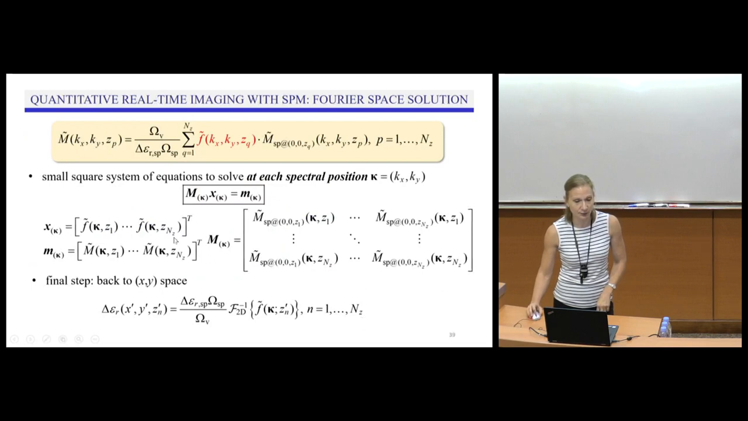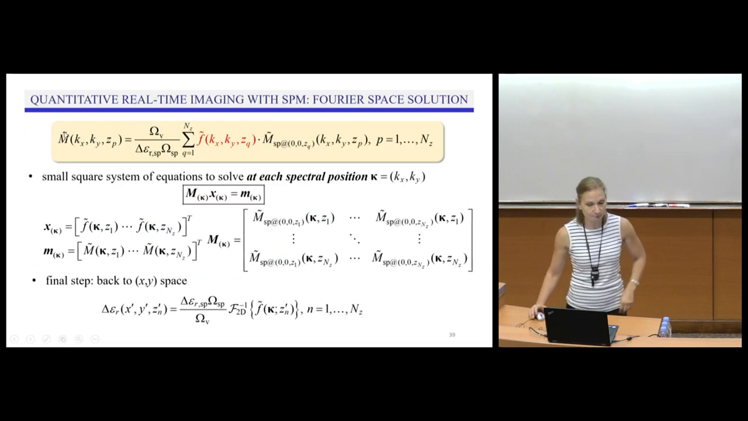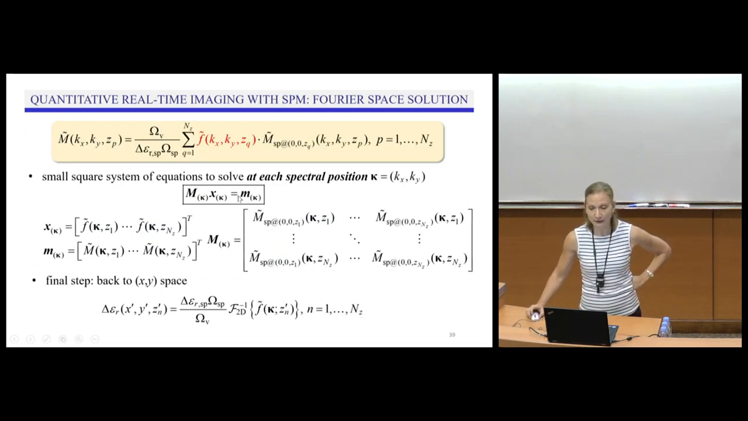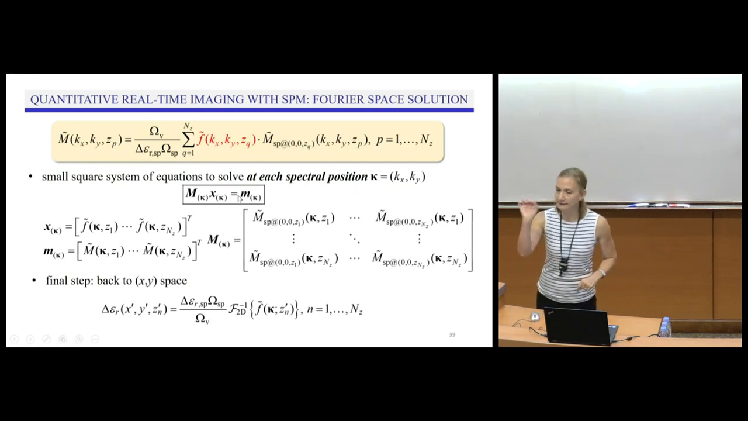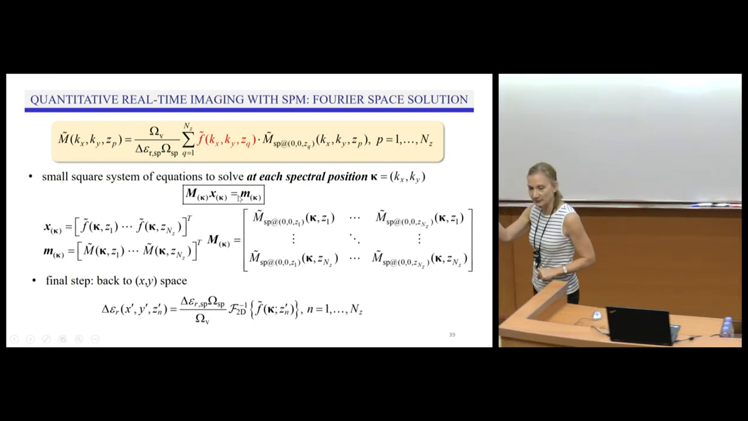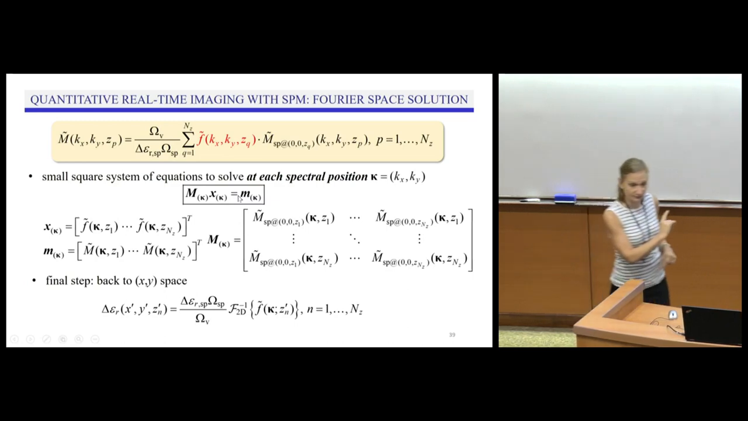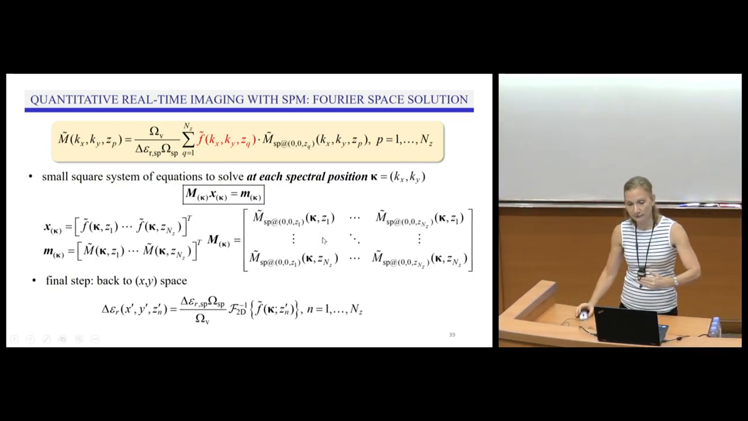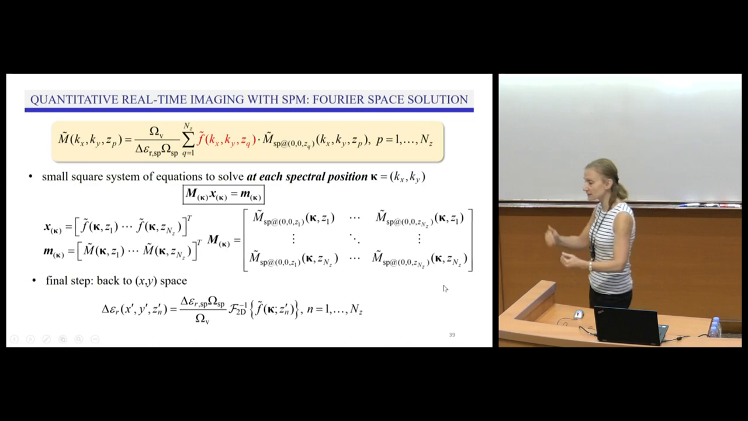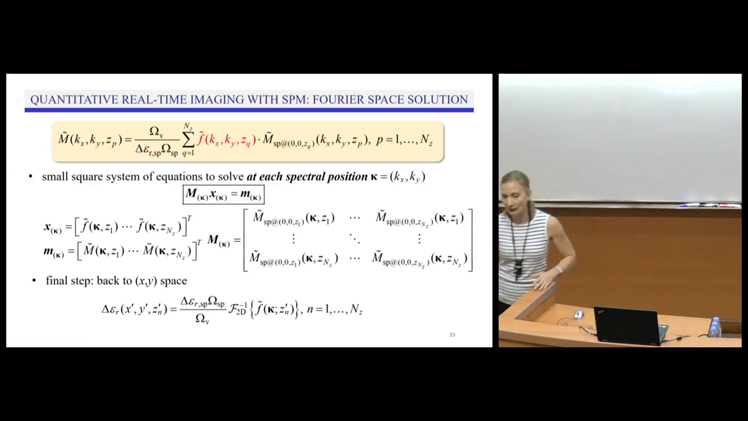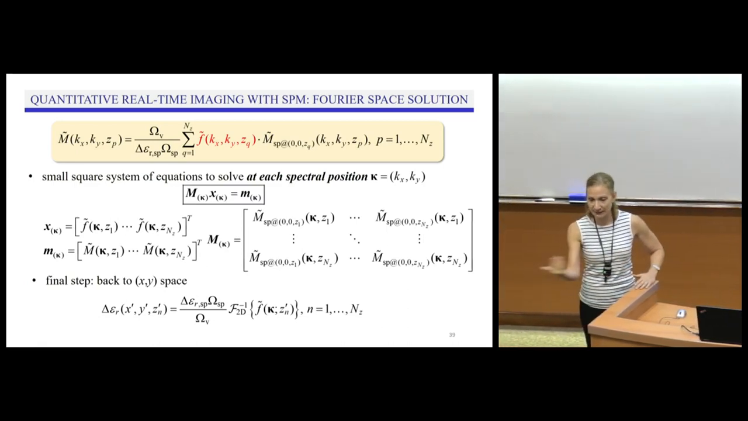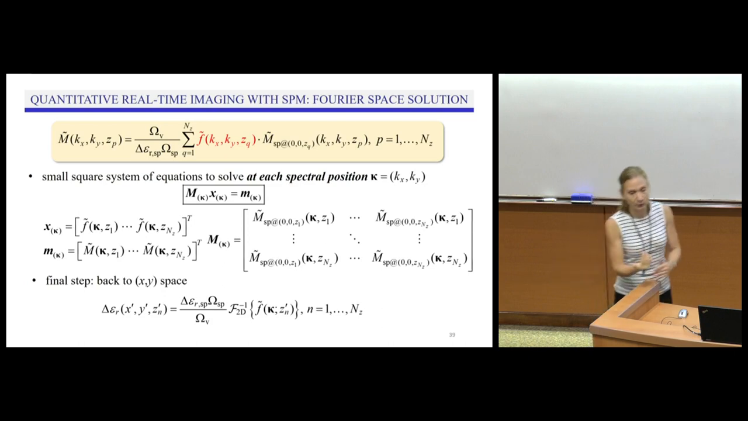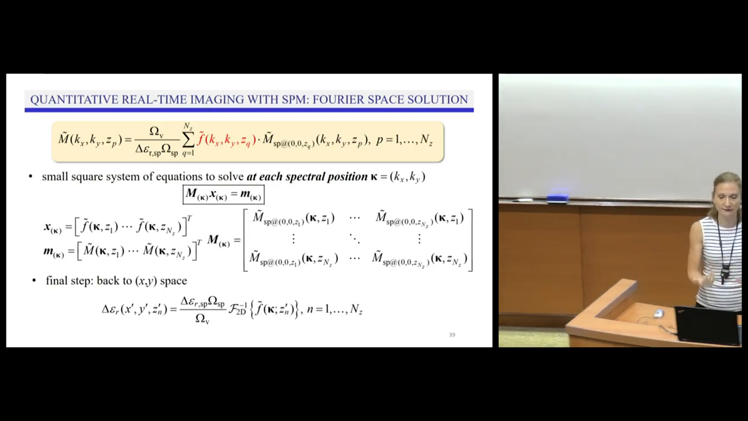Again, casting the problem in Fourier space, and again, solving a linear system of equations at each point in Fourier space. That one is even faster than holography, because the size of the system of equations is actually nz by nz, where nz is the number of range locations, these depth locations at which we want to image, and these are typically 5 to 10.